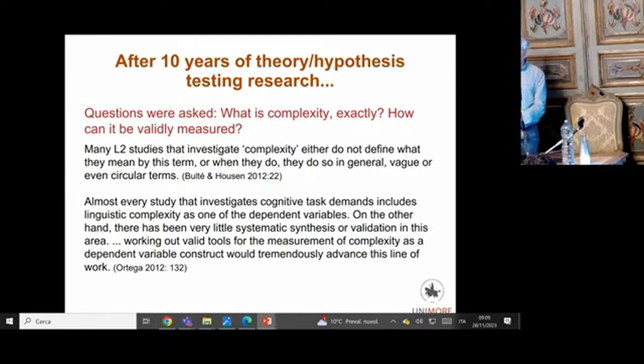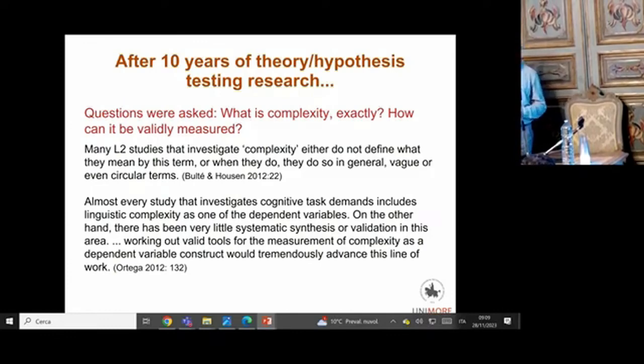After 10 years of hypothesis testing, is Skehan or Robinson right or wrong, and theorizing about complexity, some people, including myself, began asking questions. After 10, 15 years measuring complexity, what is complexity exactly? And this is funny, that after measuring something, you start asking what you've been measuring all along, right? And how can it be validly measured?